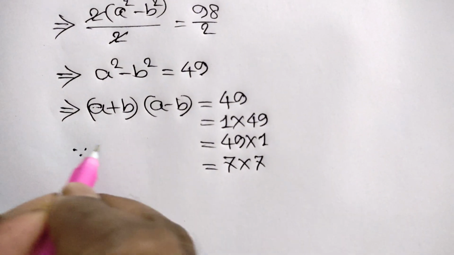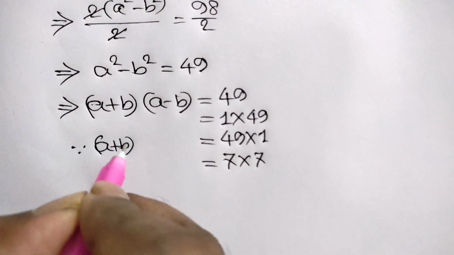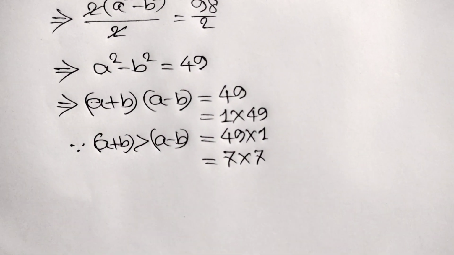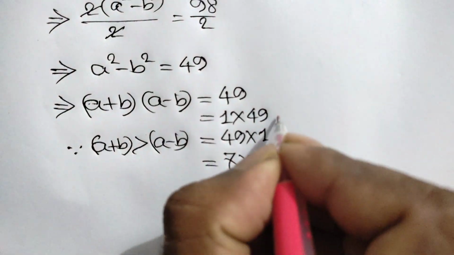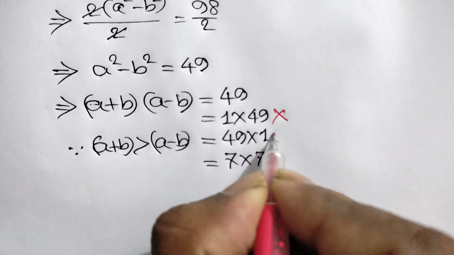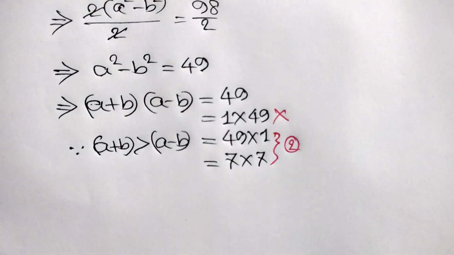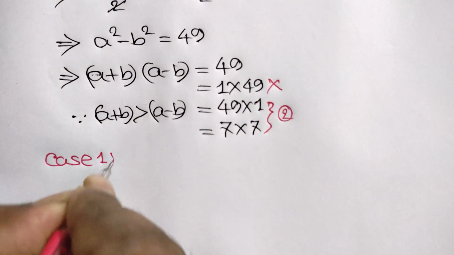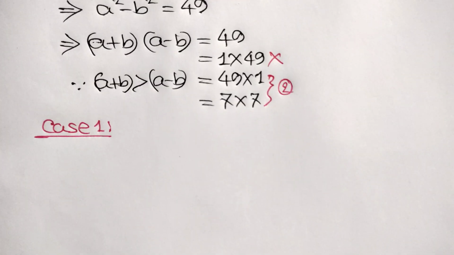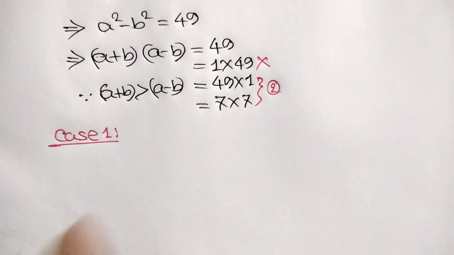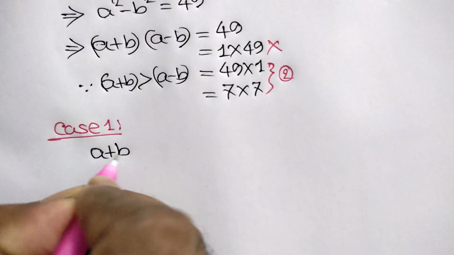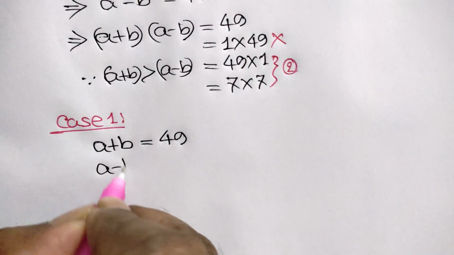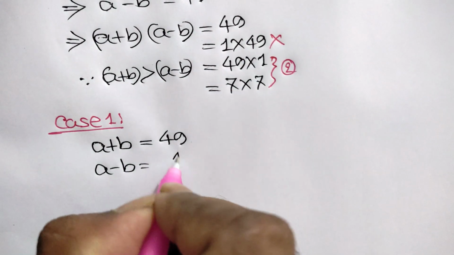Here a + b is greater than a − b, so 49 times 1 is rejected. So there are totally two cases. Case 1: here we can write a + b = 49 and a − b = 1.